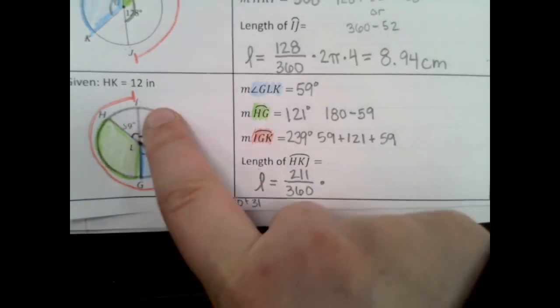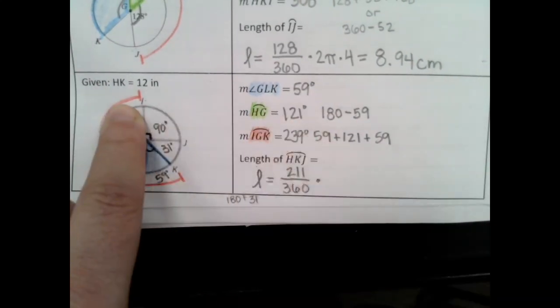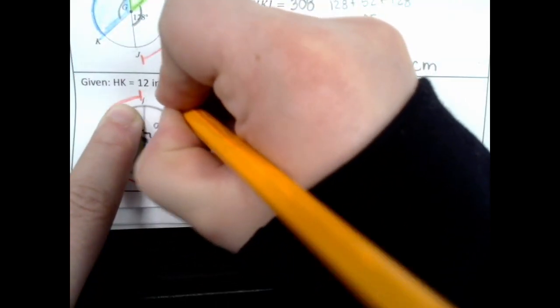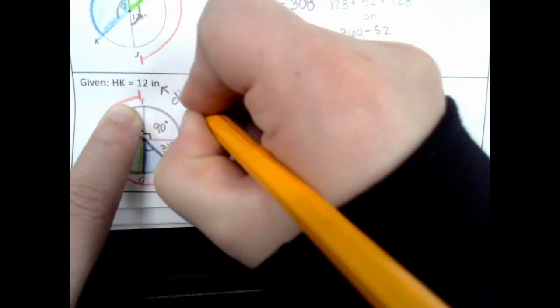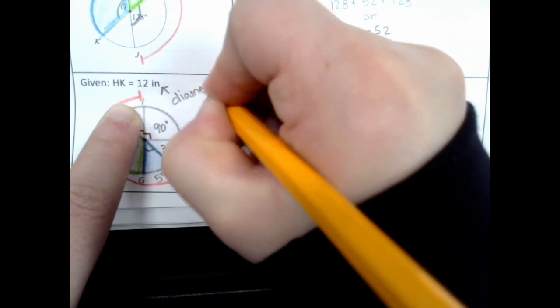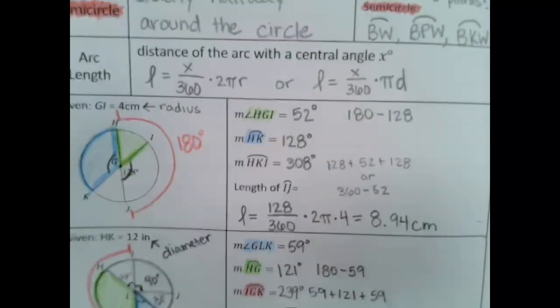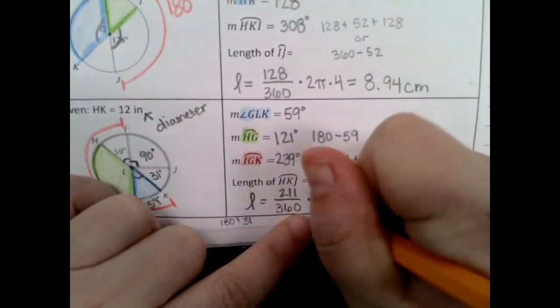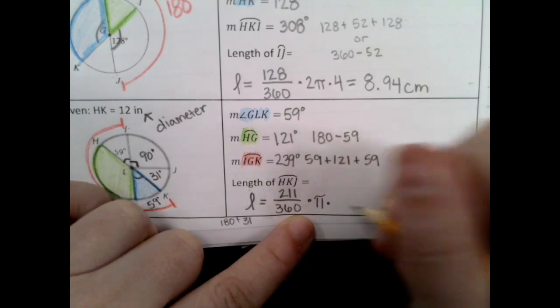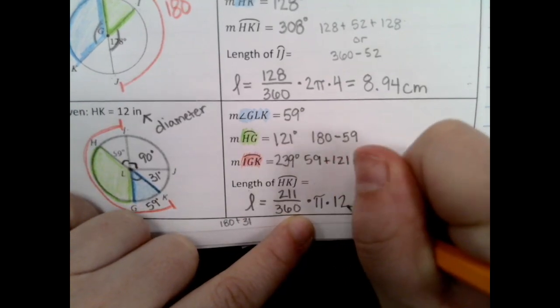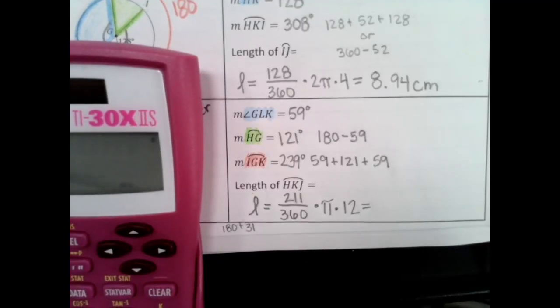So when I look at my measurement here, it's telling me HK. Is HK a radius or a diameter? Diameter. Good, it's the whole way across. H to K is the whole way across, so I'm going to use my pi times diameter. So pi times, what's my diameter? 12. Okay, throw that in the calculator.